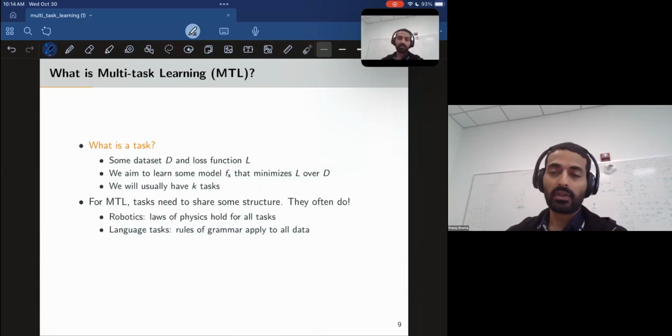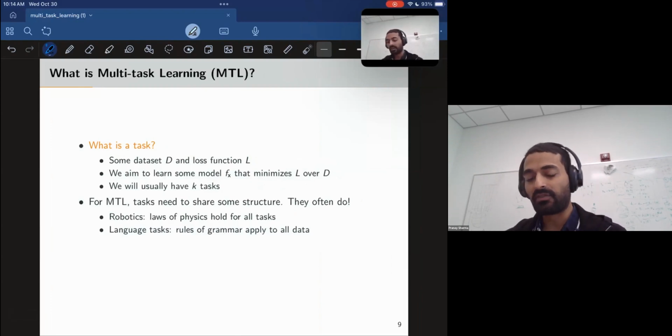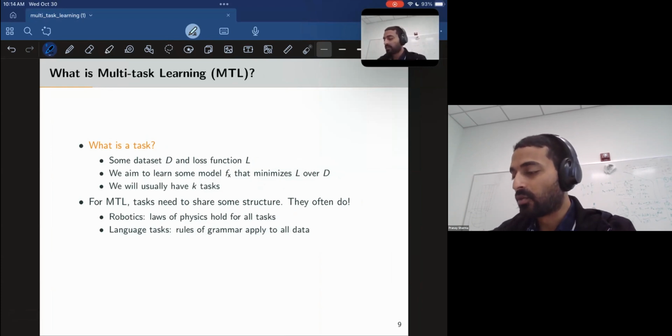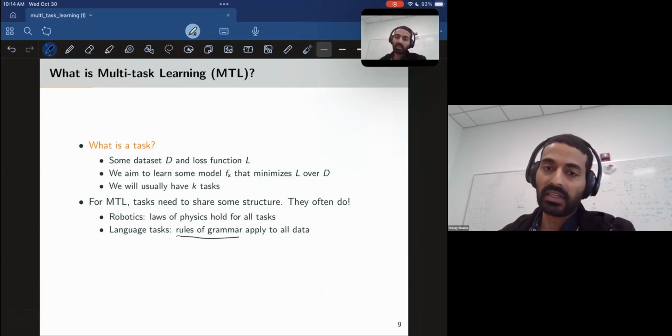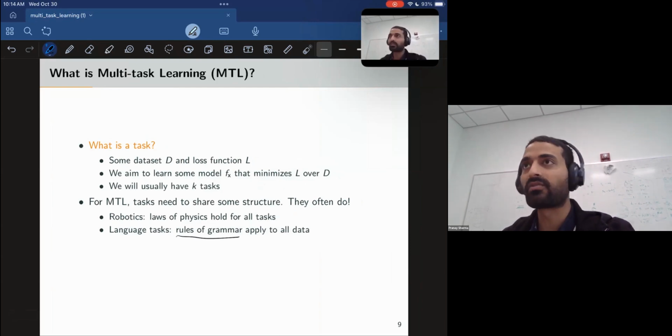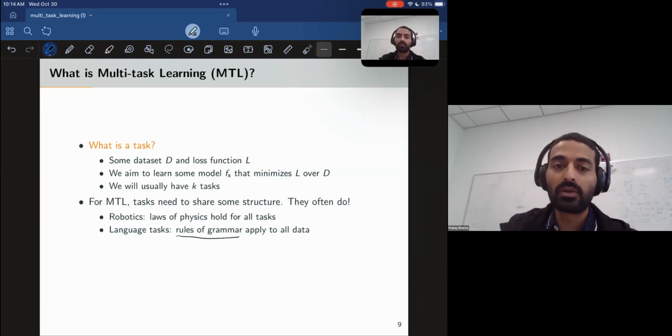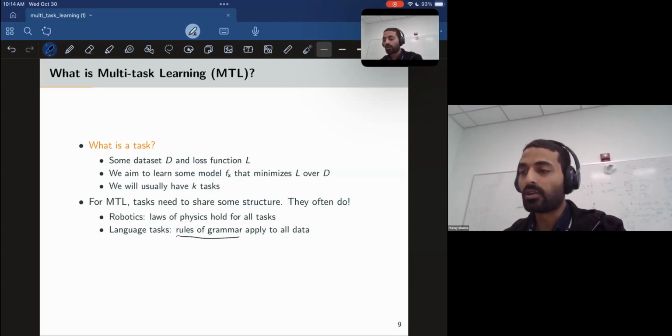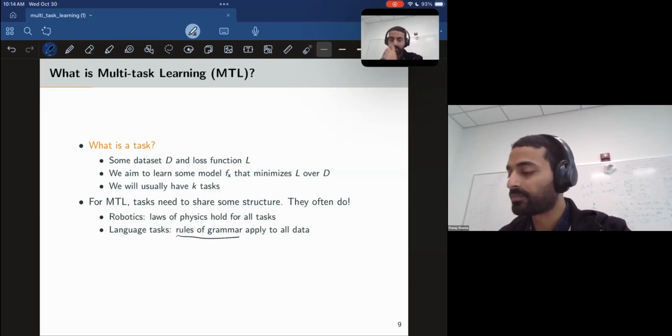For example, if you are interested in performing multiple language processing tasks, even then the rules of grammar apply to all the data. So if you have data from the English language, the rules of grammar would stay the same, whether you are doing text summarization or you are doing sentiment analysis.